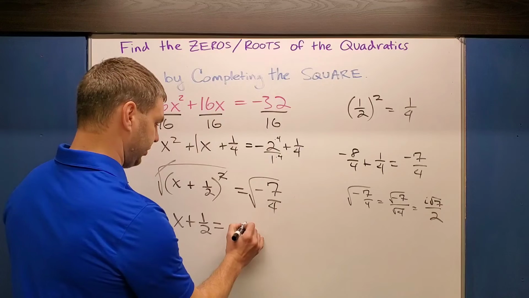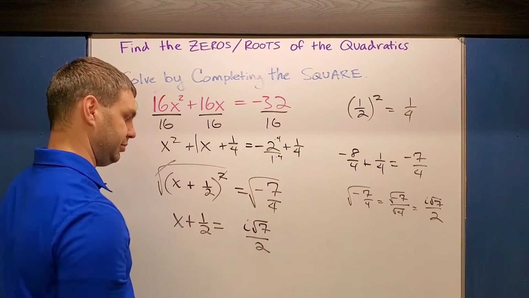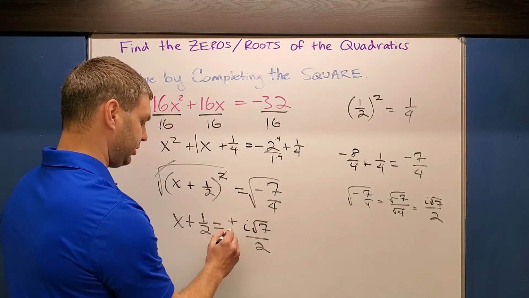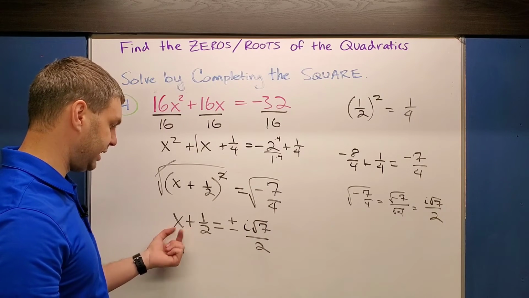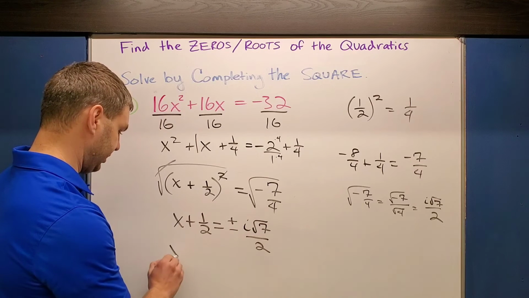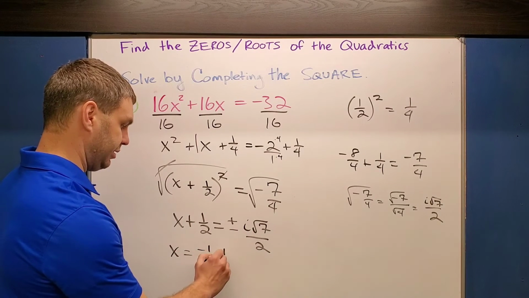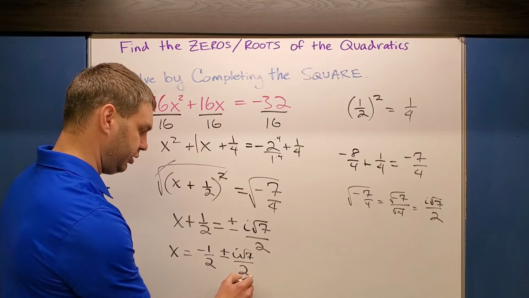Okay, so let's write that. i root 7 over 2 is what this simplifies to be. And again, whenever you take a square root, which we did, I need a plus or a minus out in front of that. All right, last step is to get our x isolated by moving my 1/2 over. And I have to subtract that over. So now it's going to be x equals -1/2, move it over by subtracting, plus or minus that i root 7 over 2.